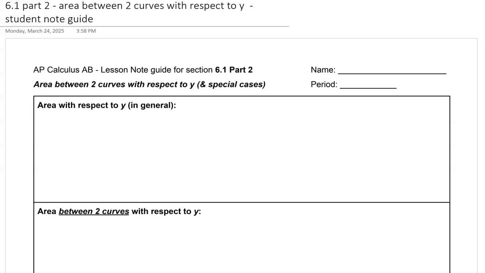Hello, calculus students. This video is going to walk through your official 6-1 Part 2 lesson, which is where we revisit the idea of an area between curves, but this time we are looking at things with respect to y.